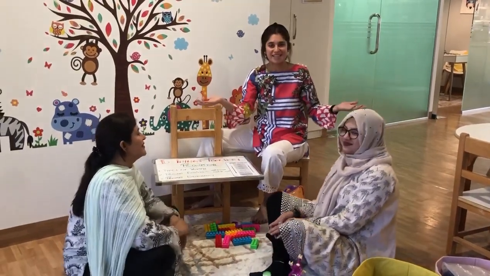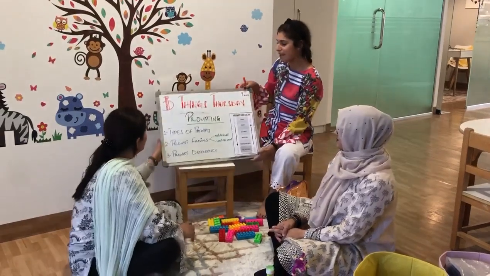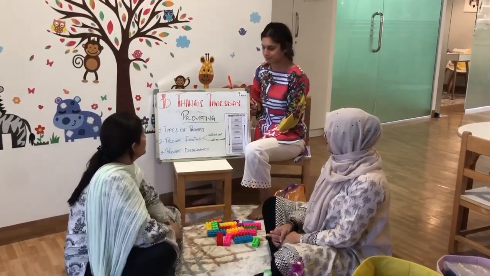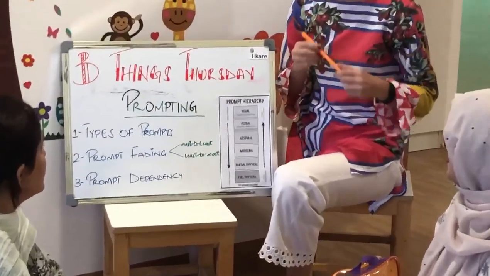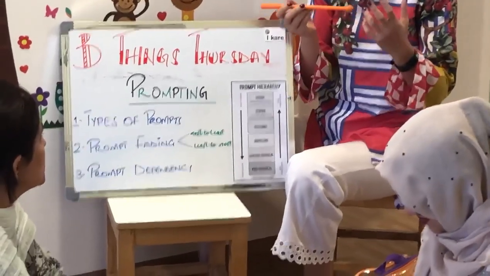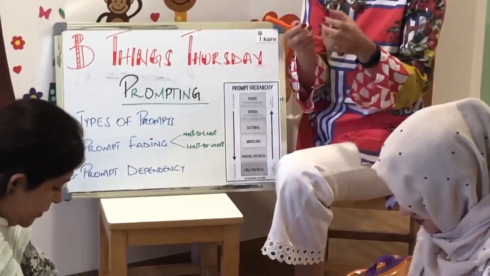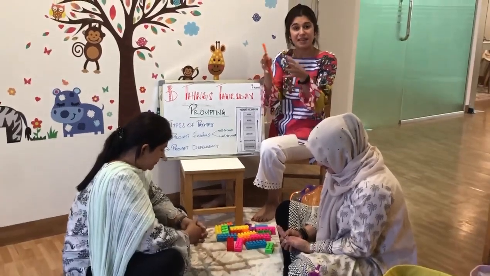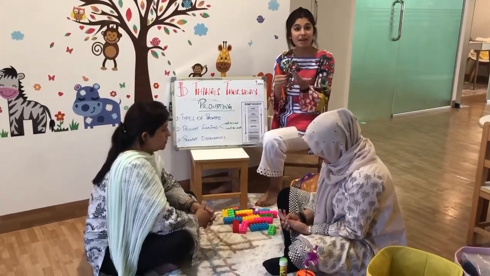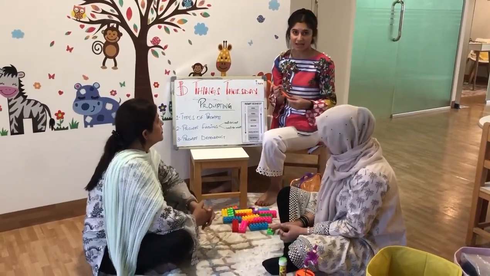Welcome to Three Things Thursday. Today's topic is called prompting. Prompting means when you help a child or an individual achieve a particular result by physically guiding them, verbally guiding them, or visually guiding them.